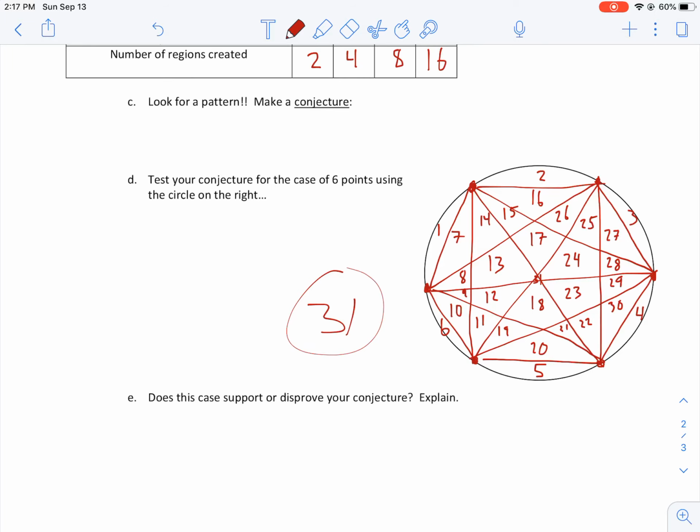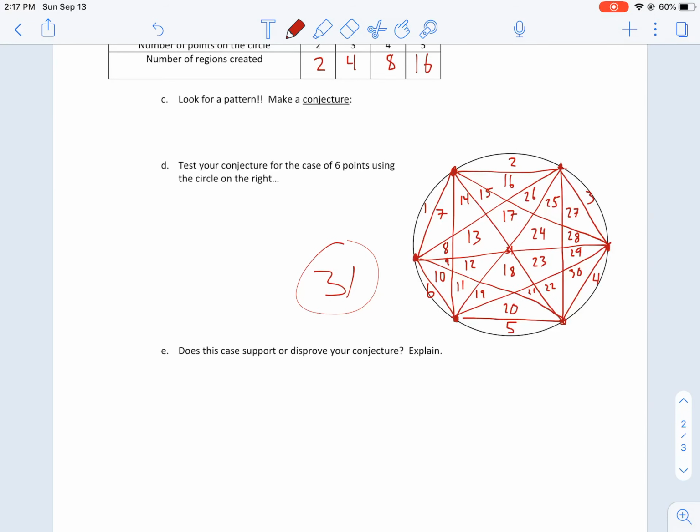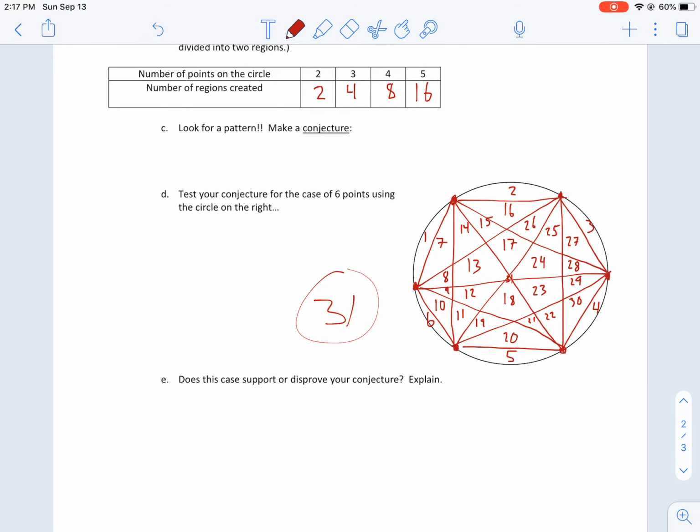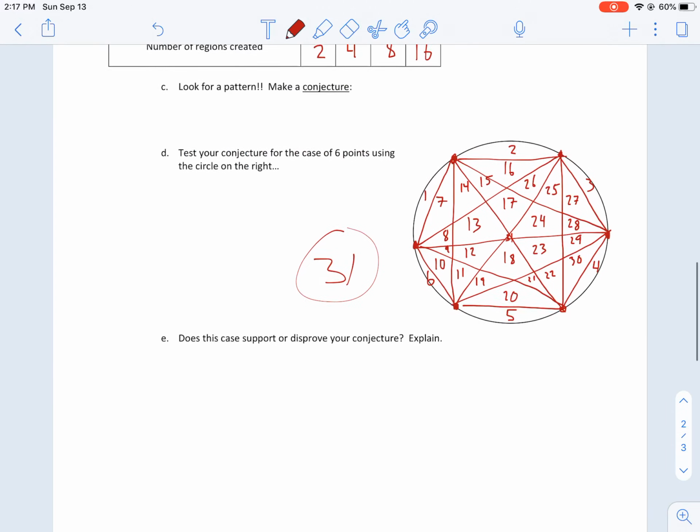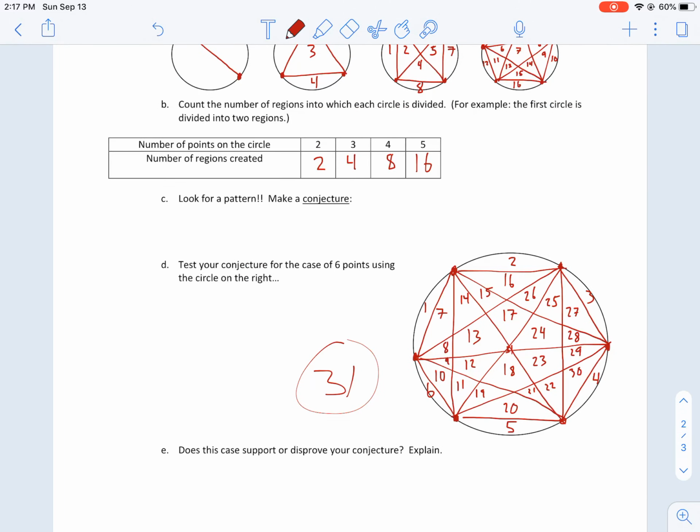So does this support or disprove your conjecture? Whatever your conjecture was, does the fact that when we had 6 points, that created 31 sections, support or disprove your conjecture? So I'm going to end it there. I don't know what your conjecture was. When we come into class, I'm going to have you share your conjectures, and then we're going to talk about the implications of this.